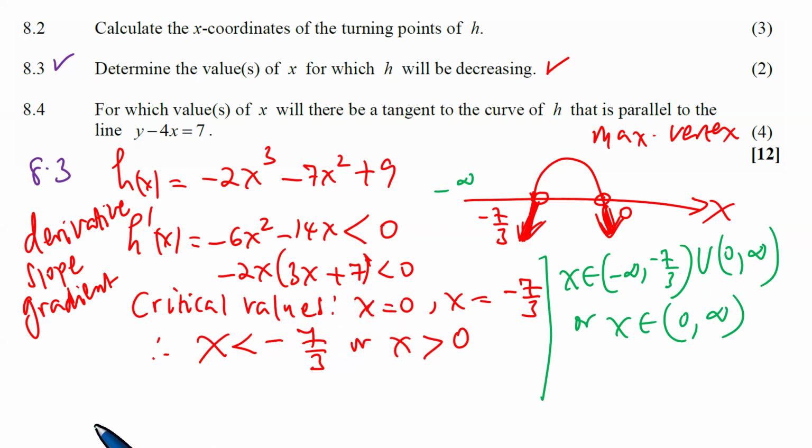The next point, question 8.4, is next. This question was like, determine the values of x for which h will be decreasing. A decreasing function means the gradient is less than 0. The gradient is negative. Please pay attention to this.